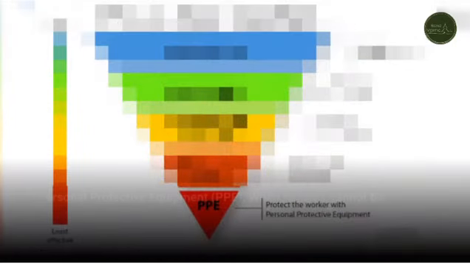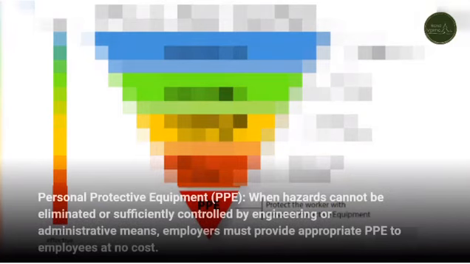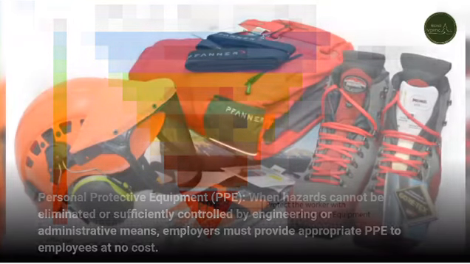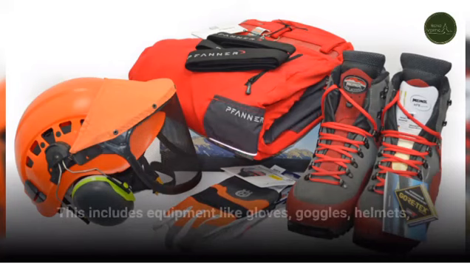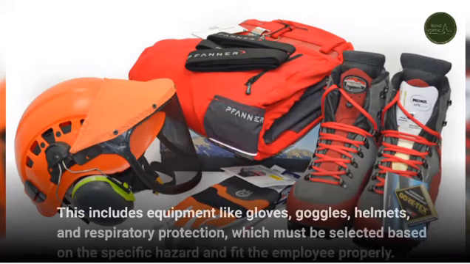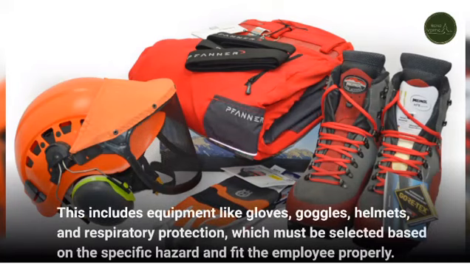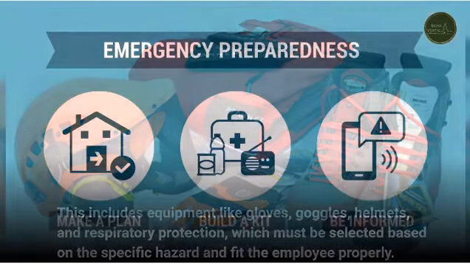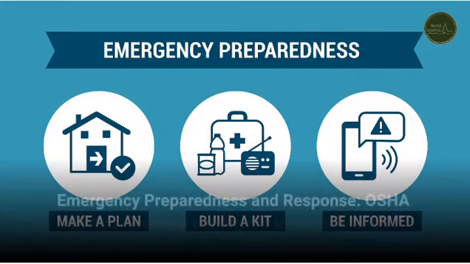Personal protective equipment, PPE. When hazards cannot be eliminated or sufficiently controlled by engineering or administrative means, employers must provide appropriate PPE to employees at no cost. This includes equipment like gloves, goggles, helmets, and respiratory protection, which must be selected based on the specific hazard and fit the employee properly.